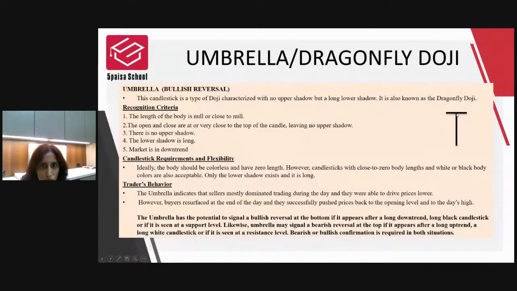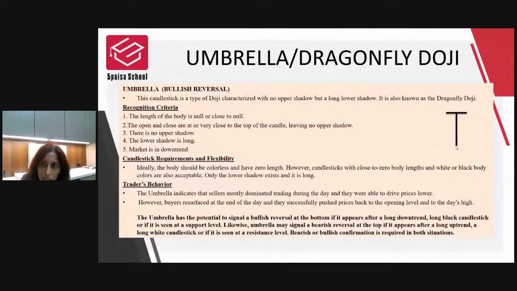So in this case, what do you observe? That the highest price, the opening price, and the closing price happen to be one and the same, thereby leaving no upper shadow. And what you can see is only the lower shadow. This was the lowest traded price, right?